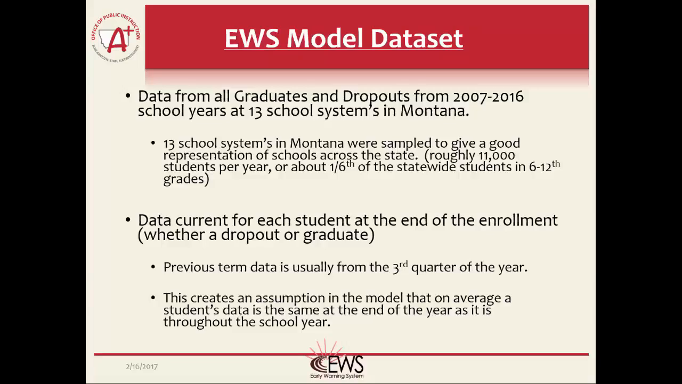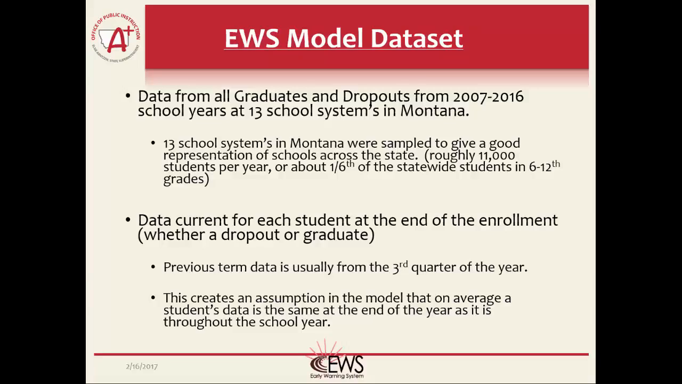As explained before, the OPI does not collect some important data needed to be included in the EWS. So 13 school systems, which are essentially towns, granted the OPI access to their student information systems, and the attendance, discipline, and grades data the OPI does not collect. These 13 school systems include roughly 11,000 students per year, or about 1/6 of the statewide student population in grades 6 through 12. This encompasses the sample data set that EWS will be based on.